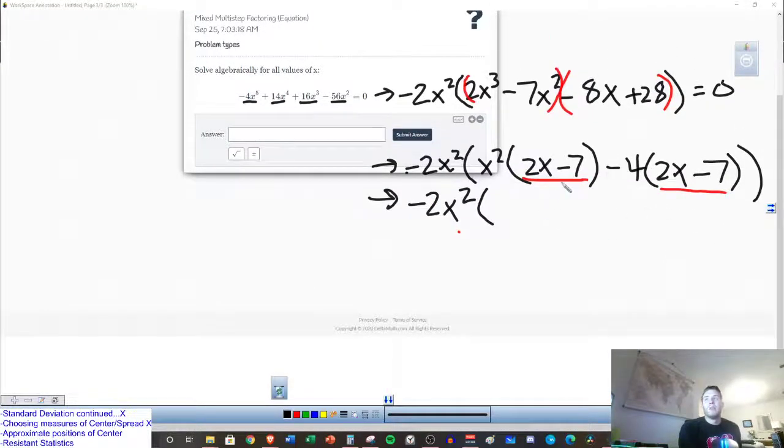So now, we have to factor out that common binomial, the red. This is all just staying up here in the front, by the way. We're just going to leave that there. So I'm going to rewrite this inside. It's 2x minus 7 times x squared minus 4.